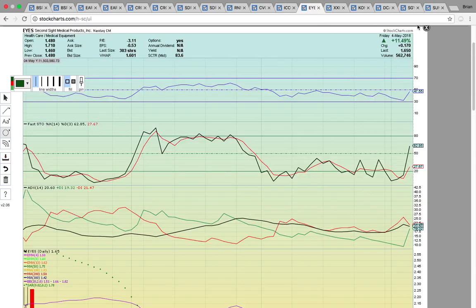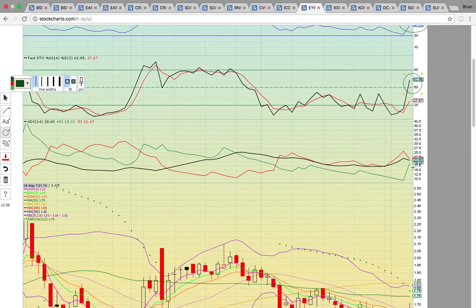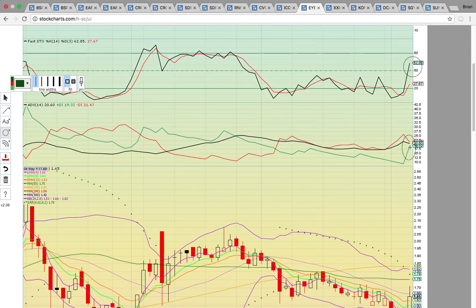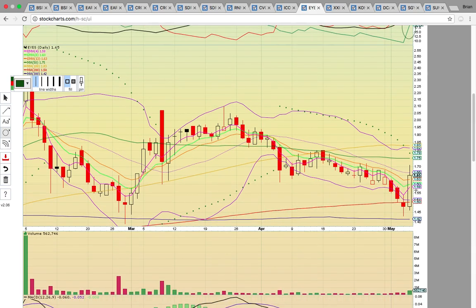Okay, let's look at EYES. This is EYES, closed up 11.5%. You want to see RSI above 50, similar to Fasto down here at 62. Check out how ADX is pinched here. We have the green, black, and red lines all pinched. If that green line can shoot through those other lines, that would be a signal the bulls are taking control.